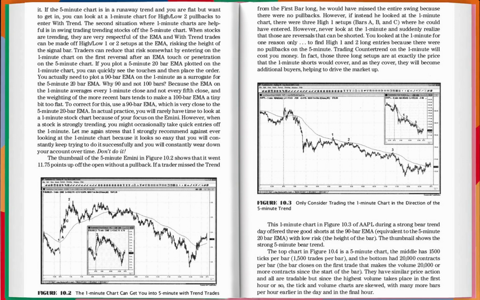If you plot a 5-minute 20-bar EMA on the 1-minute chart, you can quickly see the touches and then place the order. You actually need to plot a 90-bar EMA on the 1-minute as a surrogate for the 5-minute 20-bar EMA. Why 90 and not 100 bars? Because the EMA on the 1-minute averages every 1-minute close and not every 5th close, and the weighting of the more recent bars tends to make a 100-bar EMA a tiny bit too flat. To correct for this, use a 90-bar EMA, which is very close to the 5-minute 20-bar EMA.